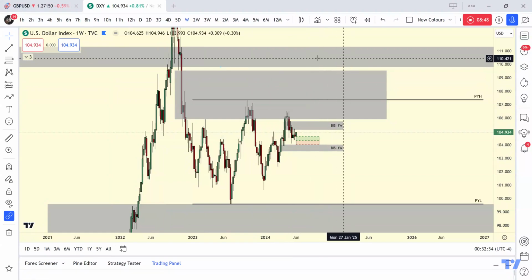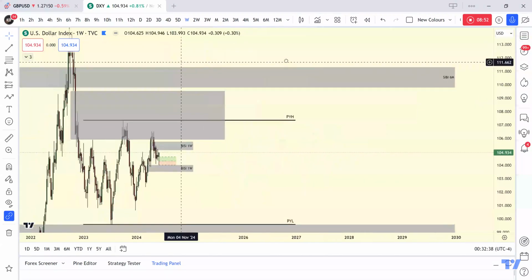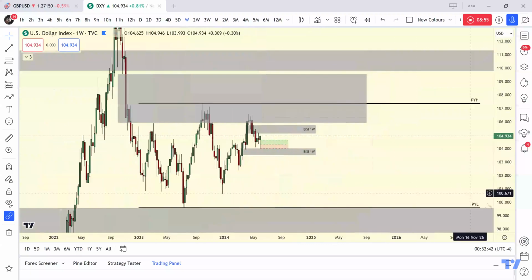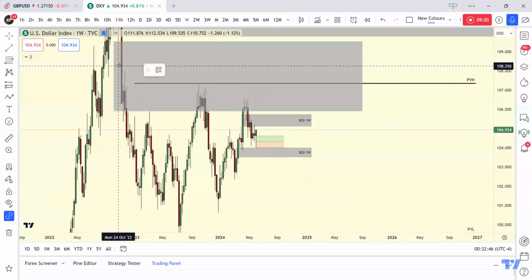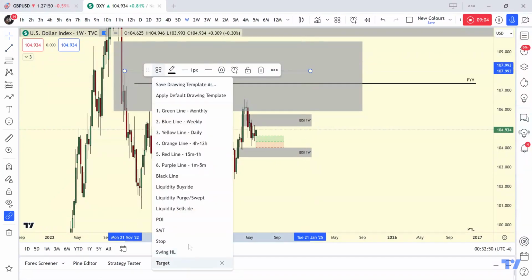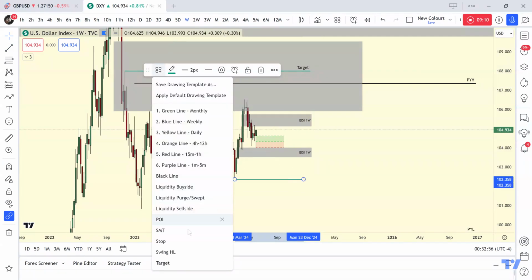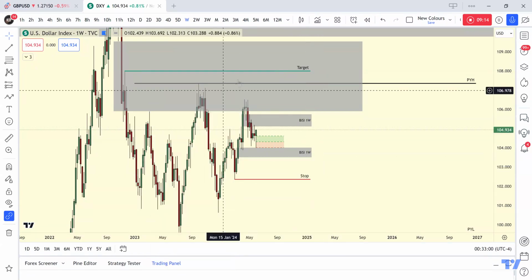But I'm eyeing this retest of this 6-month CB at the very least as a target. So I would say target above this high. And stop loss, safest stop loss is over here.